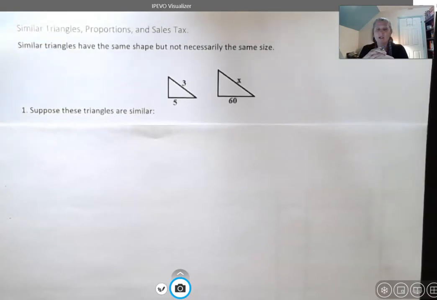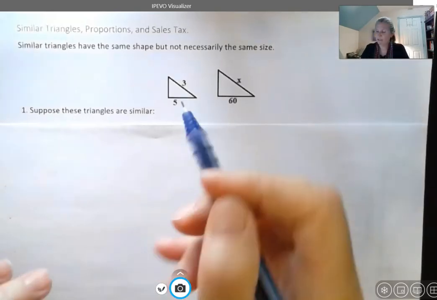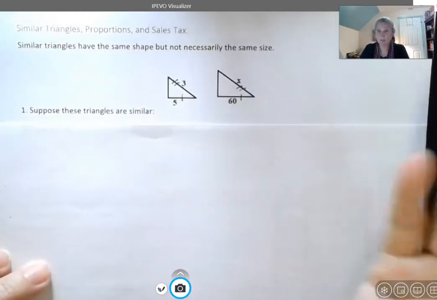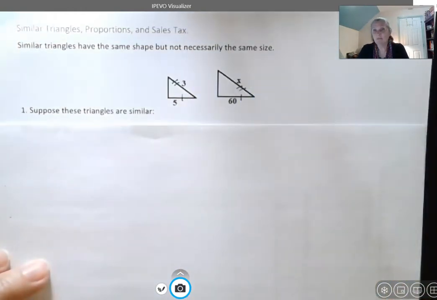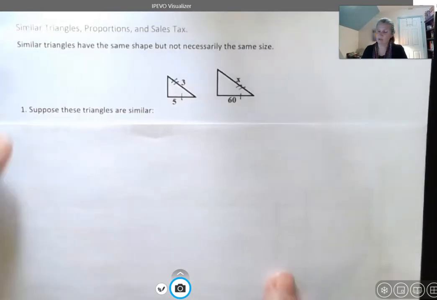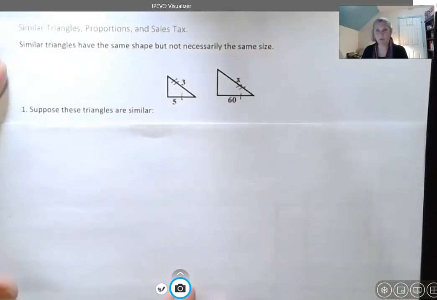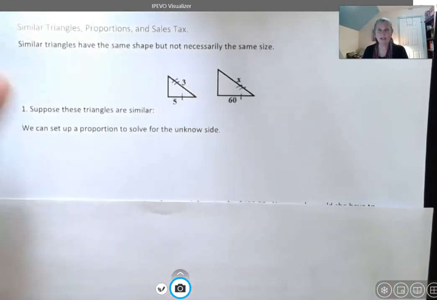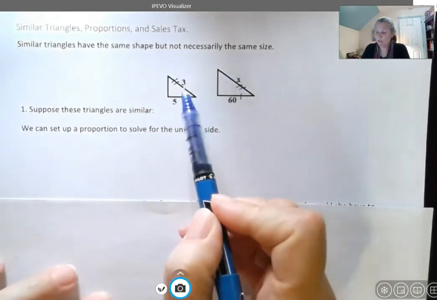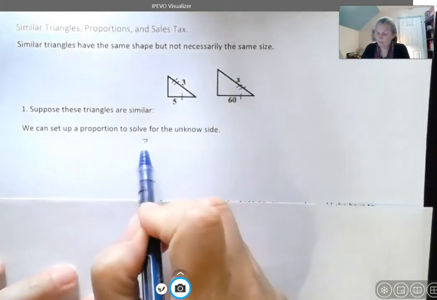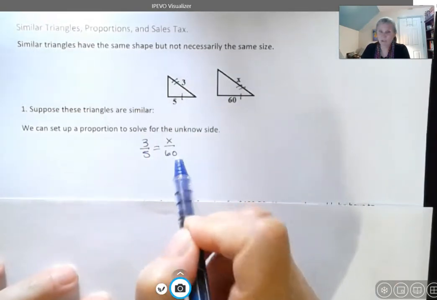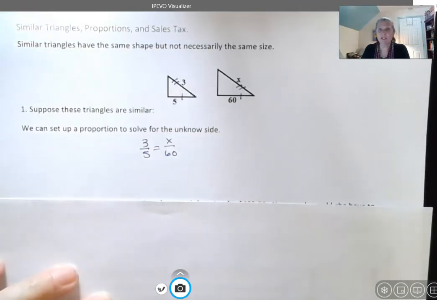So I've got two proportionate similar triangles there, and you can see that the corresponding sides, 5 corresponds to 60 and 3 corresponds to x. I didn't label these proportionate number-wise, it's just random drawings. But let's suppose that they were similar and that those sides were proportionate. We can set up a proportion to solve that. There's more than one way to do it, but I can say 3 is to 5 the same way that x is to 60. Because those are similar triangles, they're proportionate, I can set that proportion up.